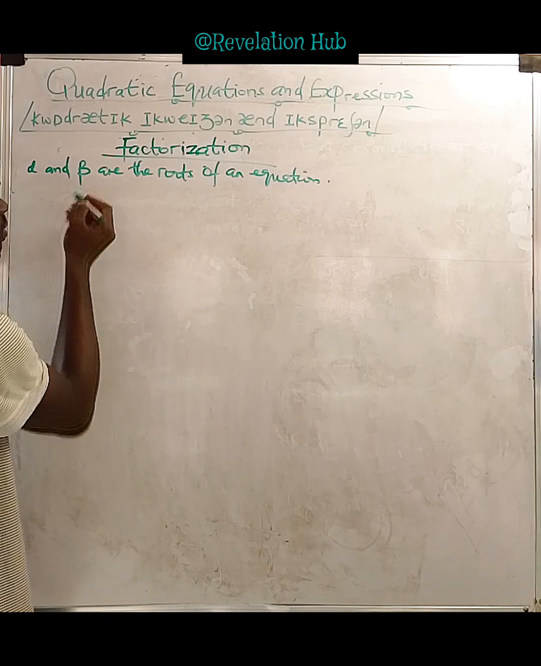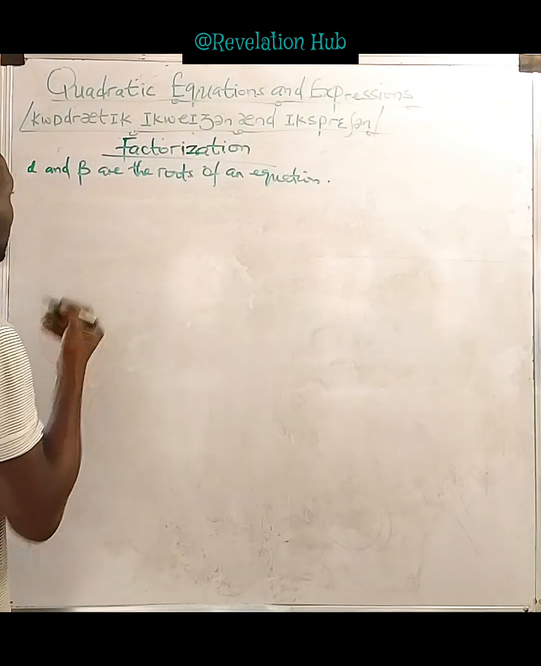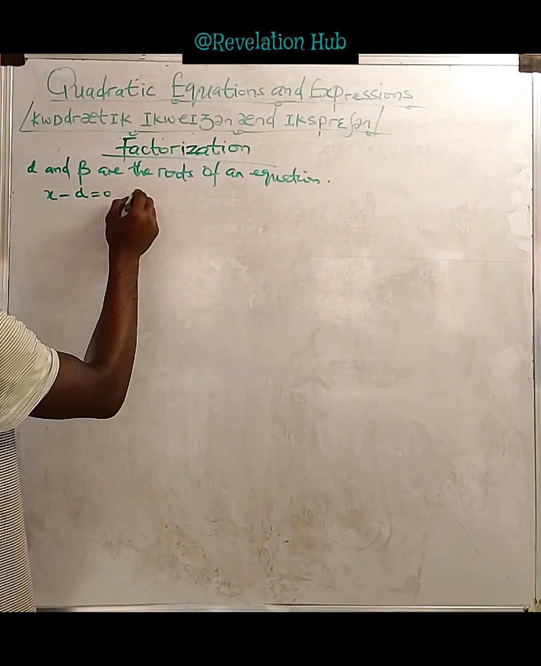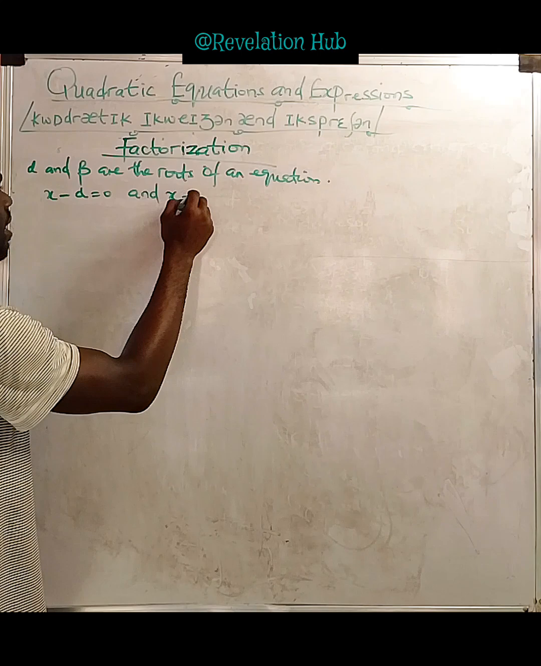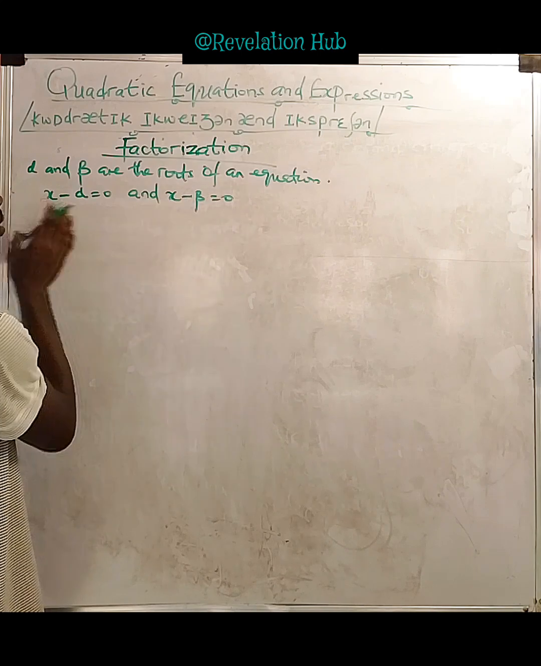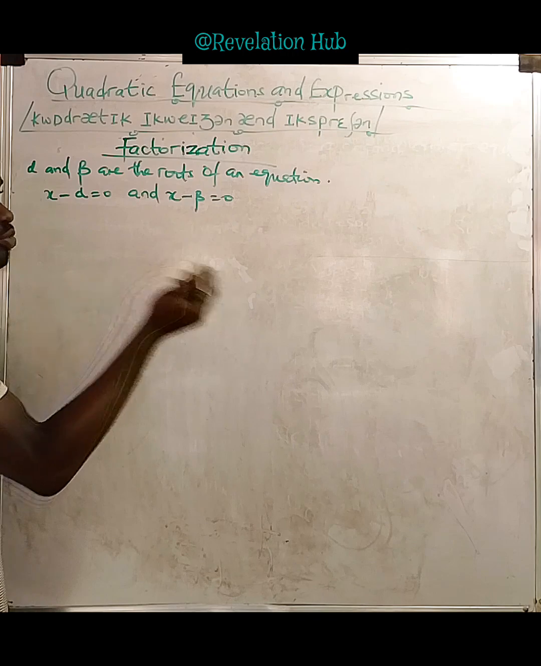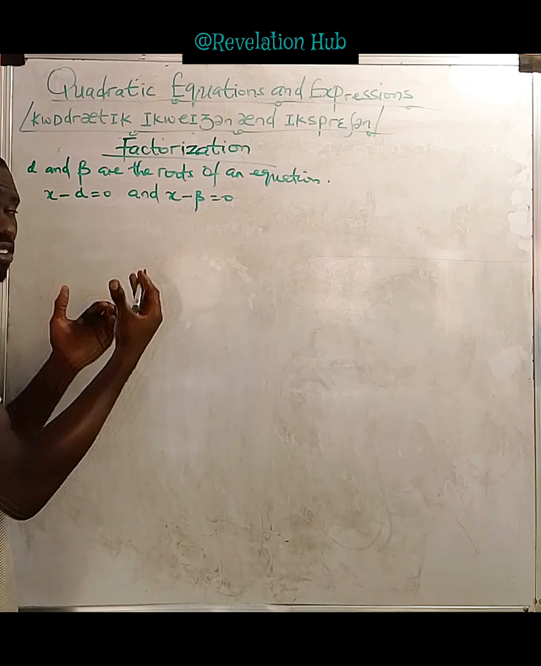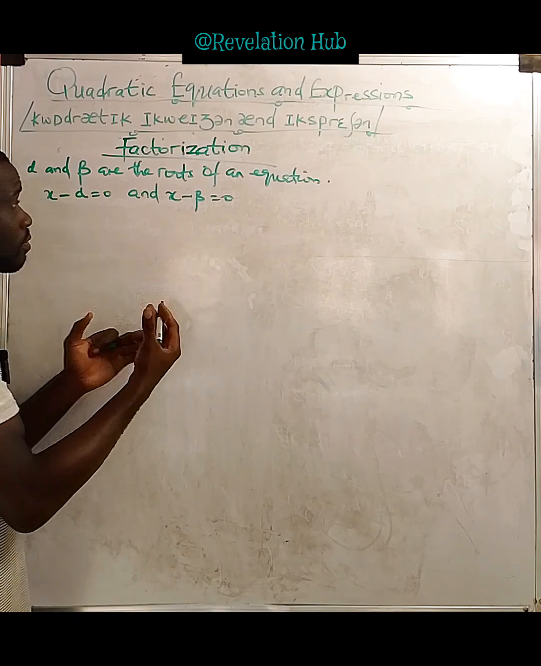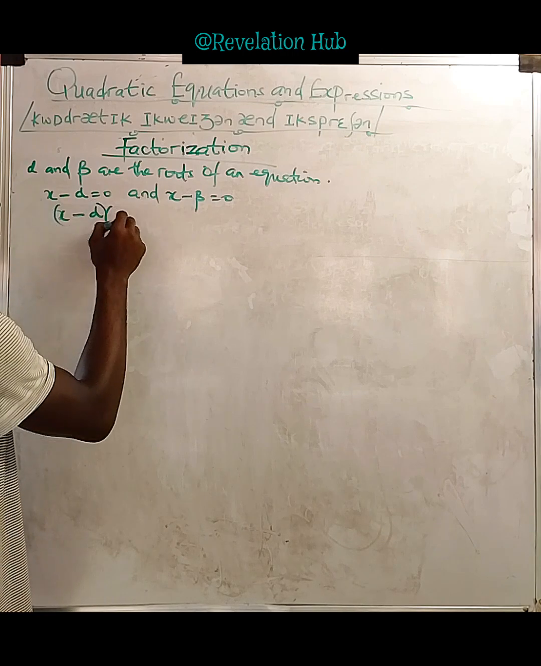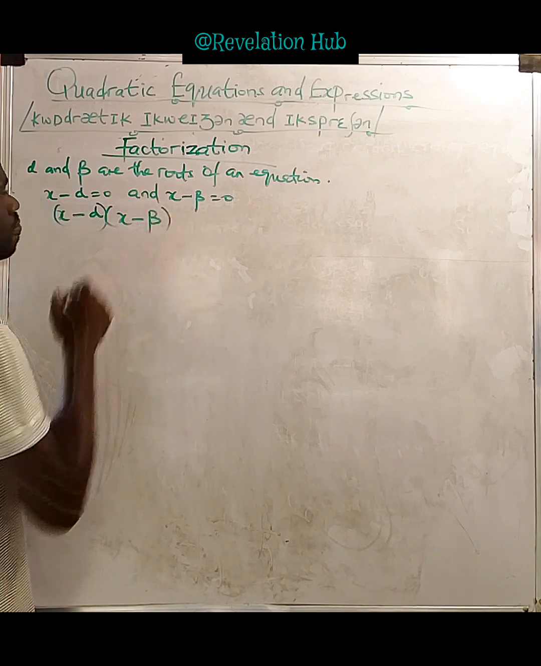So if these two are the roots of a given quadratic equation, we can say x minus alpha equals 0 and x minus beta equals 0. These were the things we had that resulted in alpha and beta as the roots of the equation. So when we bring this together, we're going to multiply under basic algebra, we're going to expand. So that will be (x minus alpha)(x minus beta).